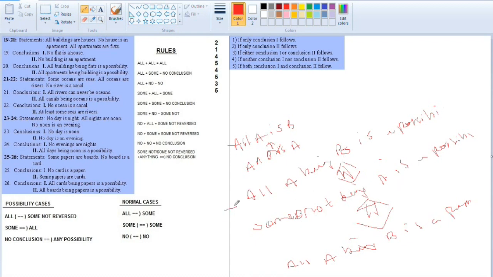If the answer which we are getting using all these rules is, say, "some B not being A is a possibility," we can write it as "all A being B is a possibility." So this is what we have to know for possibility cases. If we know this, then we can definitely do well with possibility cases, because it's extremely easy. If we know the formula, then we can do it.